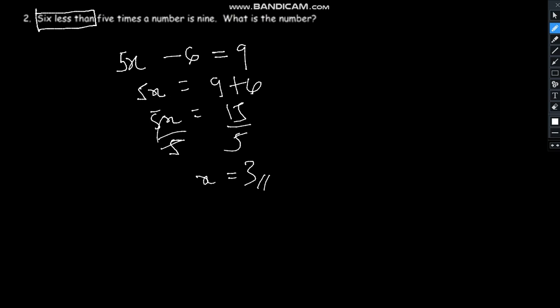So we have to take it bit by bit. First, you had 6 less than, so we write 6 less than. 5 times a number will be 5x. Then it is equal to 9. So the number will be 3. I hope this is clear. So let's move on to another one.